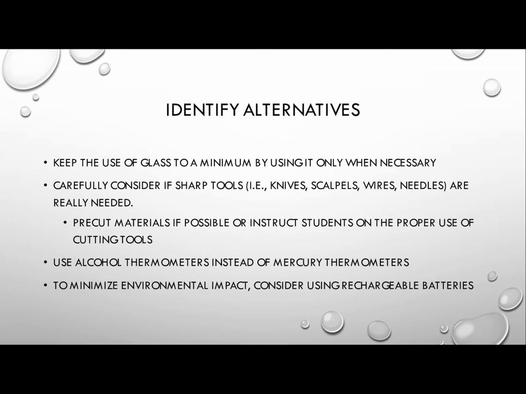The next thing is to identify alternatives. We're going to keep the use of glassware to a minimum by only using it when we absolutely have to, meaning we're going to use plastic beakers, plastic graduated cylinders, things that are made out of plastic, maybe metal, but we're going to avoid glassware if we can. It's hard to avoid glassware when we have to heat something up. So when you heat something up, you have a safety issue already there, and that's that the glassware could break.